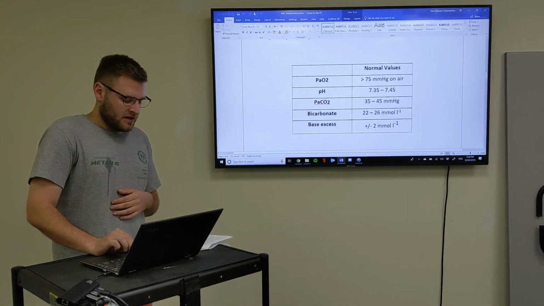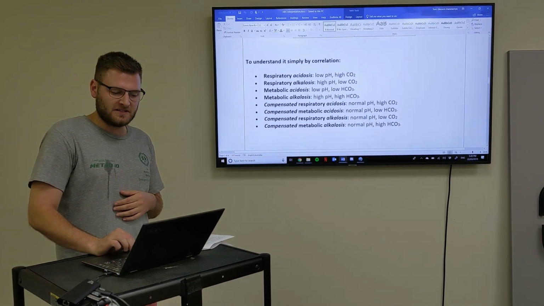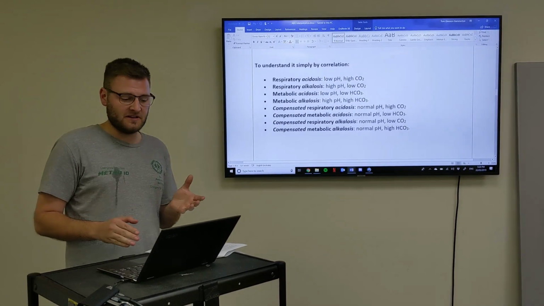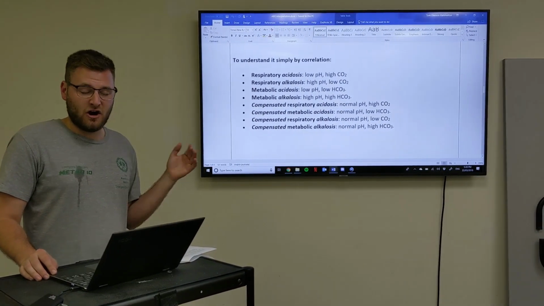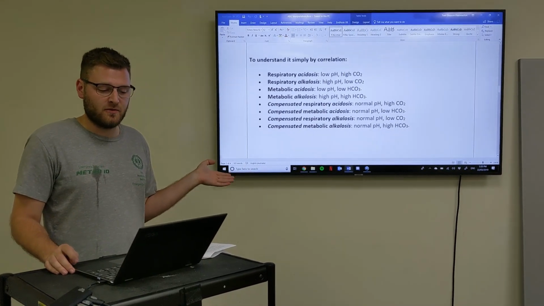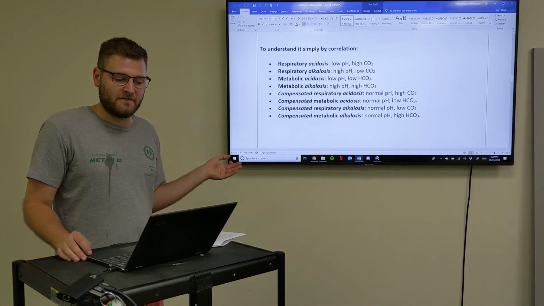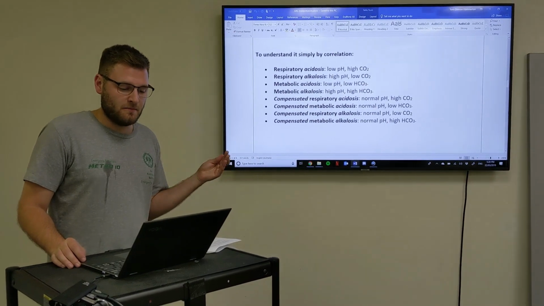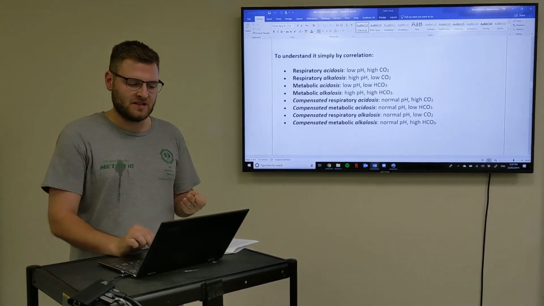So we can have a quick look at a very kind of summary of that, and a simple correlation of these figures. A respiratory acidosis is identified with a low pH and a high carbon dioxide, while a respiratory alkalosis is identified with a high pH and a low carbon dioxide. A metabolic acidosis is identified with a low pH and low bicarbonate. Meanwhile, a metabolic alkalosis is a high pH and likewise a high bicarbonate.